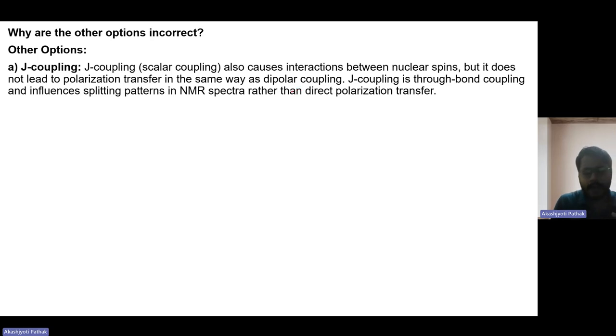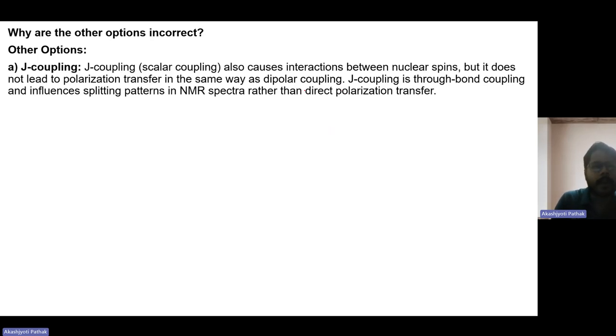In that we learned there was the concept of equivalent nuclei and non-equivalent nuclei. In the presence of non-equivalent nuclei, splitting of the signal happens from the adjacent nuclei. And we also learned that the splitting happens by way of Pascal's triangle.